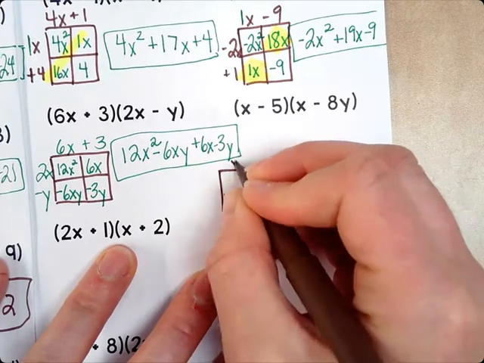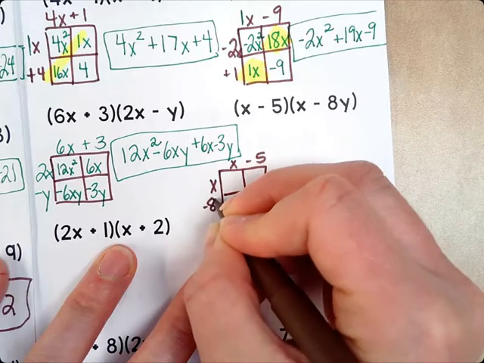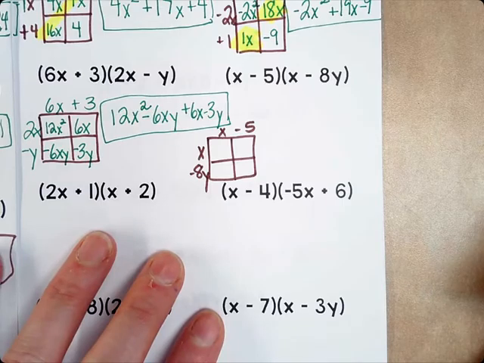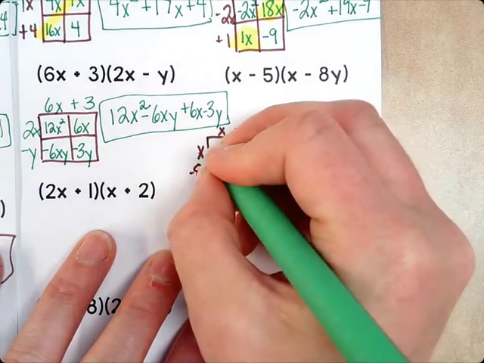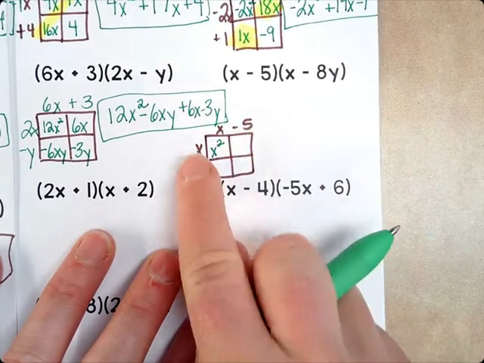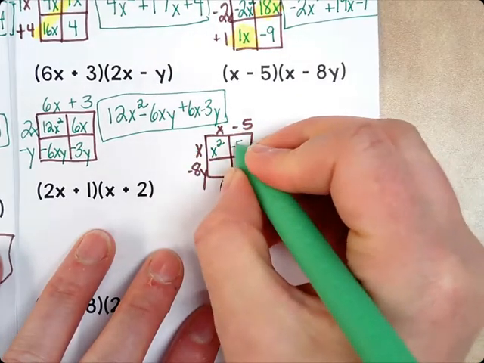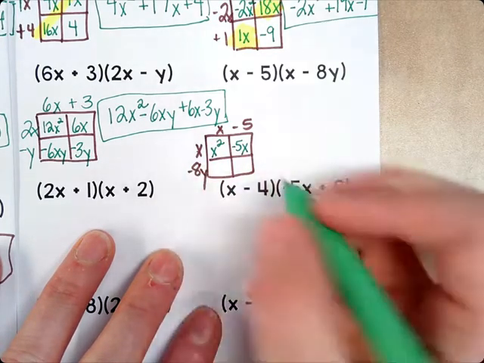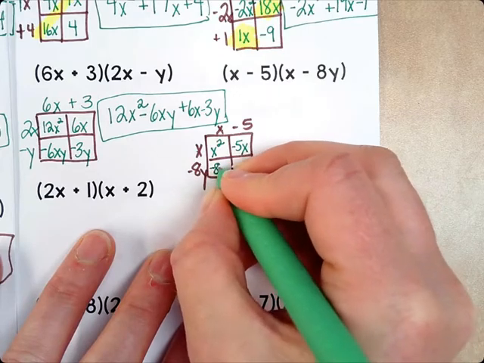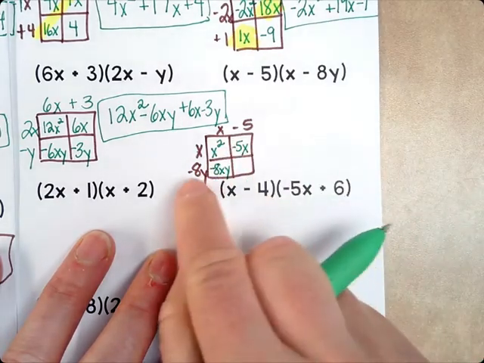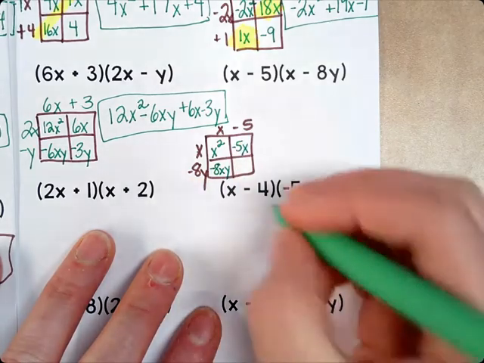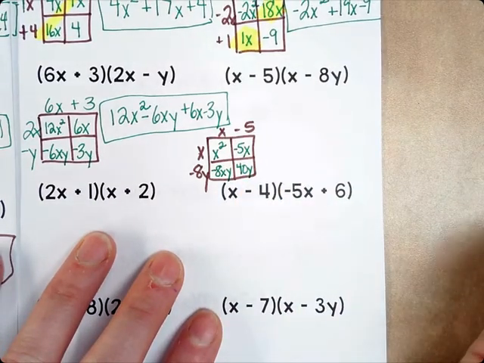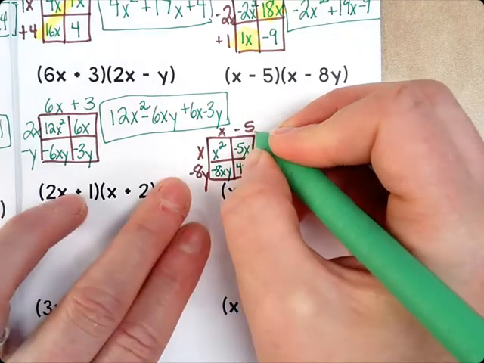Next one. X minus 5, x minus 8y. X times x, x squared. Negative 5 times x. X times a negative 8y. Negative 8xy. And negative 8y times a negative 5. Yep, just 40y. Positive, because negative times negative is positive.